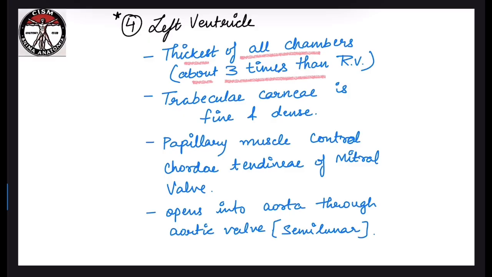Now we talk about the left ventricle, which is the thickest of all chambers, about 3 times thicker than the right ventricle. There are trabeculae carneae, which are finer and denser in the left ventricle. The papillary muscle controls the chordae tendineae of the mitral valve, and the ventricle opens into the aorta through the aortic valve, which is also known as a semilunar valve.